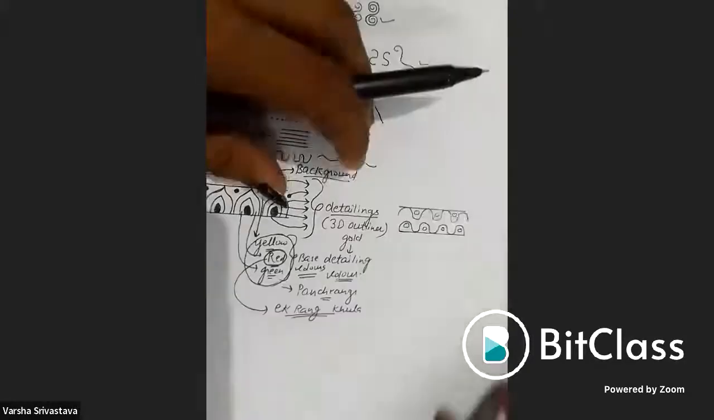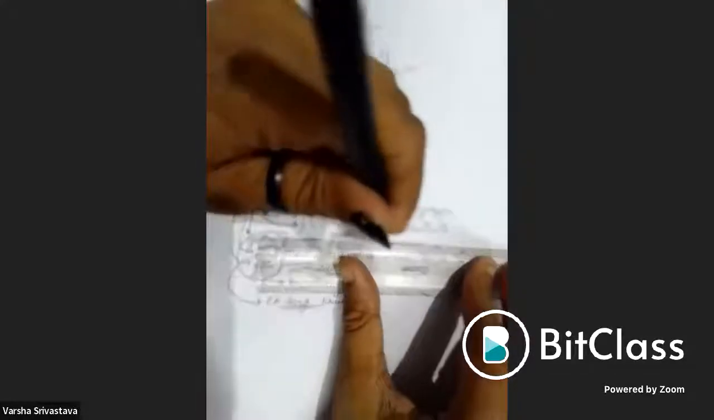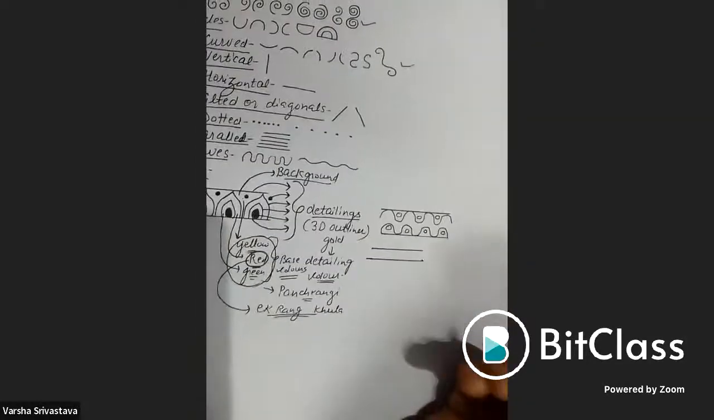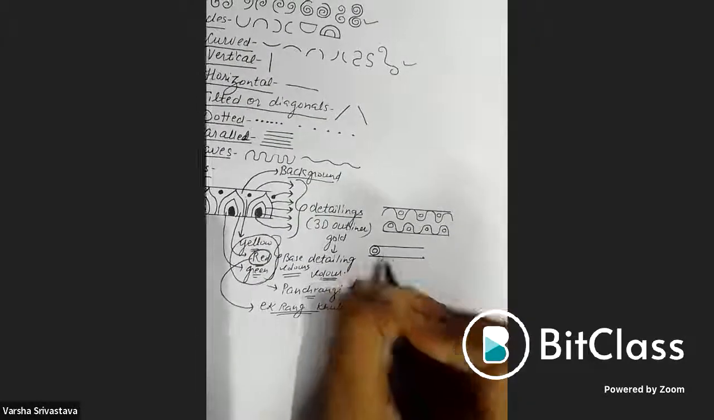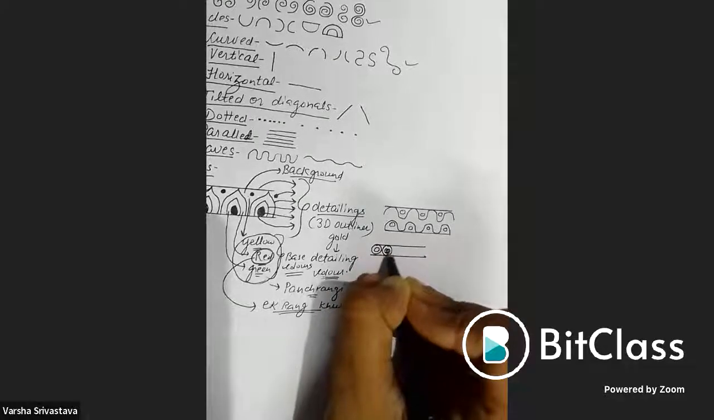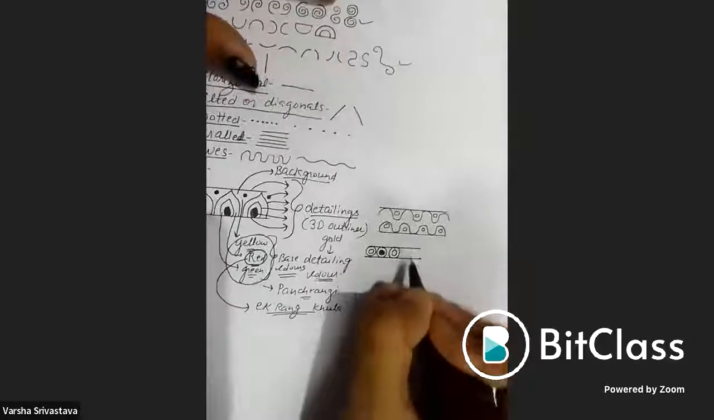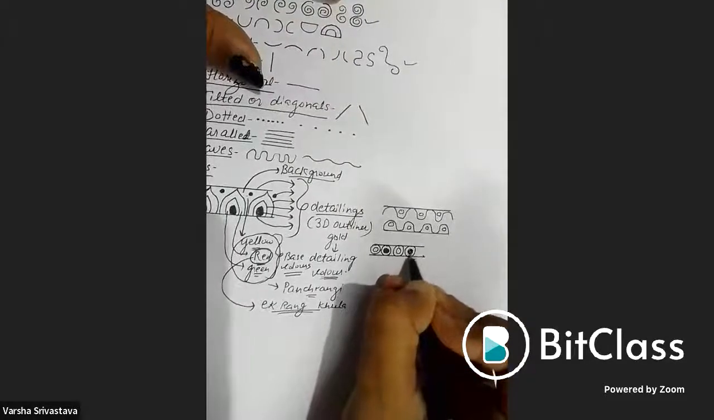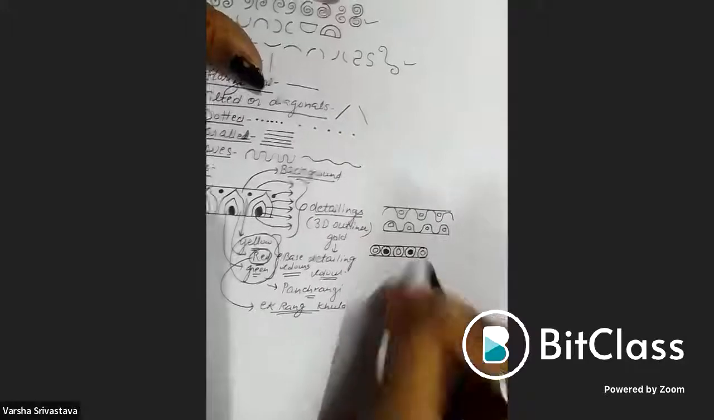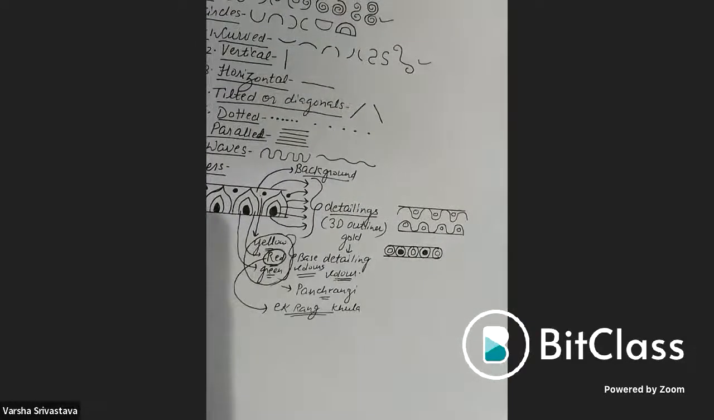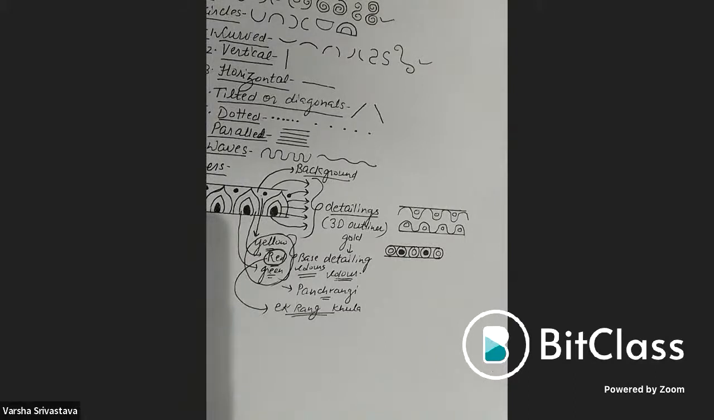Next, I'm just going to make the thin border. In this, make a hollow circle with hollow circle, and a hollow circle with solid circle. Hollow with hollow, hollow with solid, and then hollow with hollow.